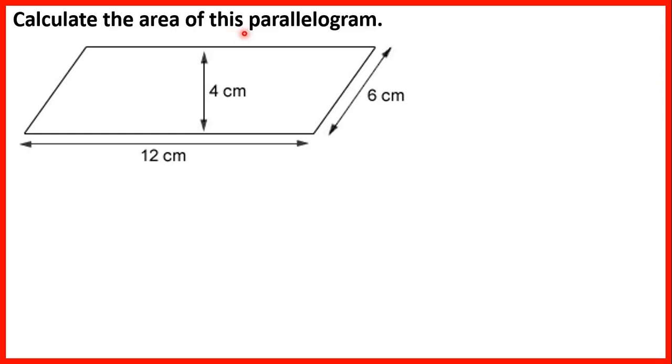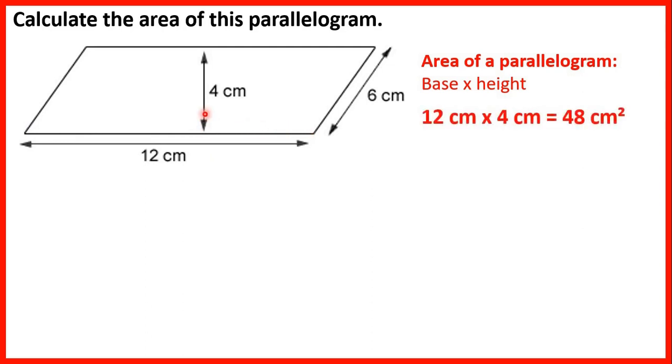Calculate the area of this parallelogram. So to find the area of a parallelogram, we multiply the base by the height. So the base we can see is 12 centimetres, and then the height is 4 centimetres, and 12 times 4 is 48. So the area is 48 centimetres squared.